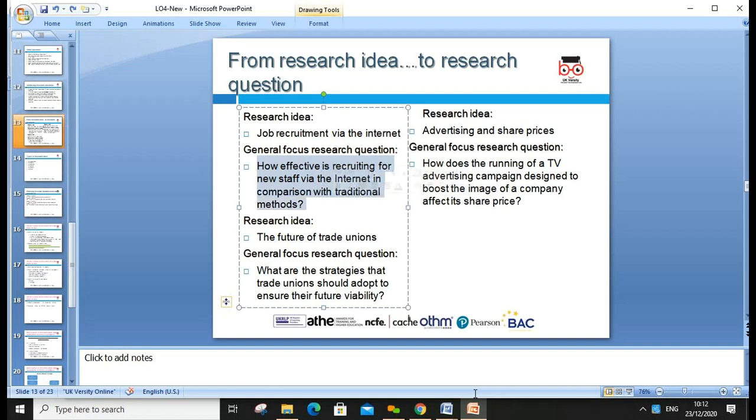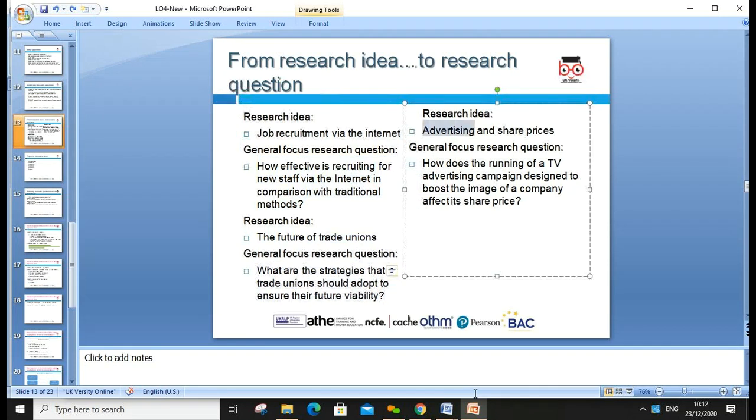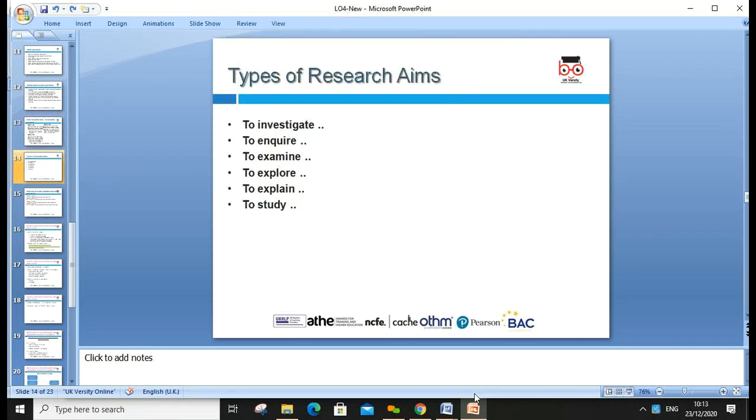So you want it to be via internet. If you advertise on the internet, you recruit through the internet. Is it an effective way to do it or not? That can be one idea. The future of trade unions can be another, and then you can look around what strategy you will use for the research. Advertising and share prices: how TV advert campaigns affect share prices. These can all be topics.